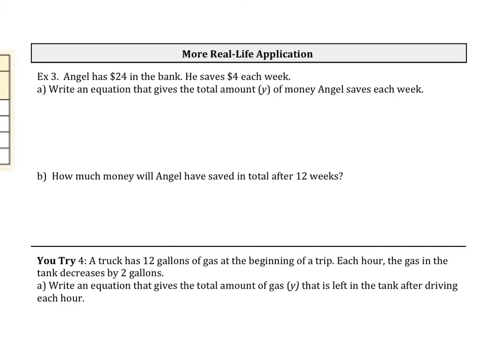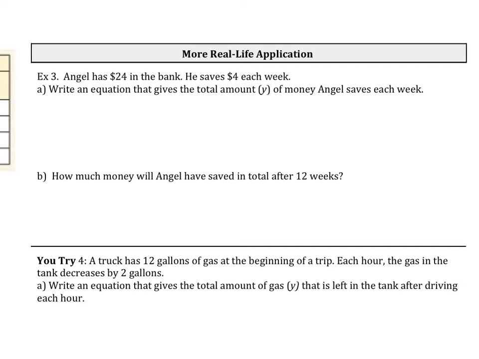So we have Angel has $24 in the bank. He saves $4 each week. Write an equation that gives the total amount y of money Angel saves each week, and then how much money will Angel have saved in total after 12 weeks. So this is more just a practice of writing equations.